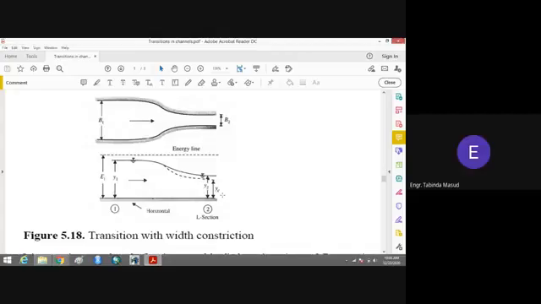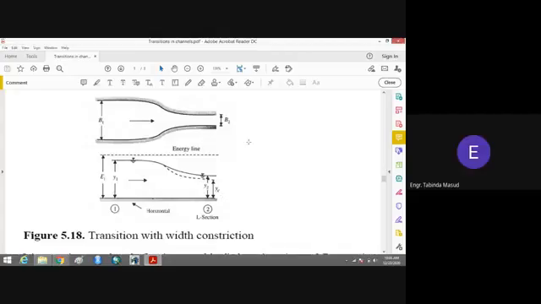So we say that the whole width of the channel is equal to the whole length of the weir. Okay, that's why there is no difference in discharge. The discharge in a channel is equal to the discharge over the weir.